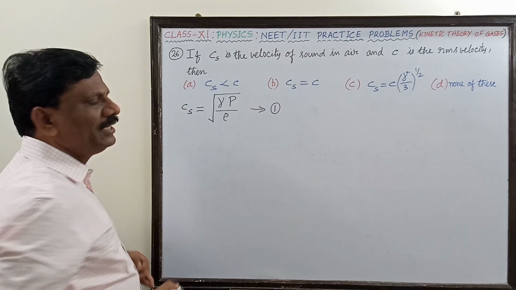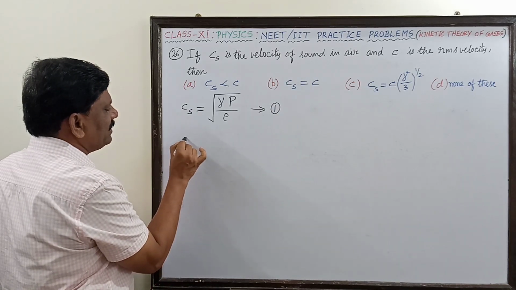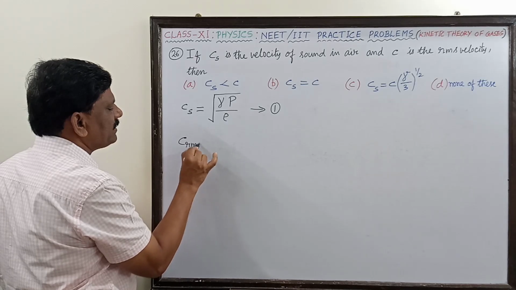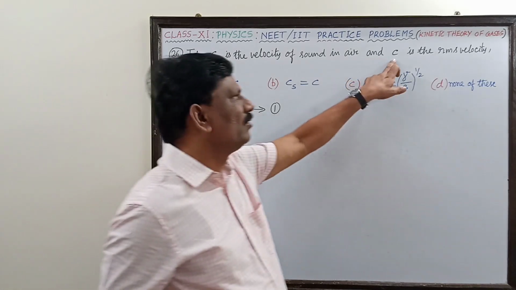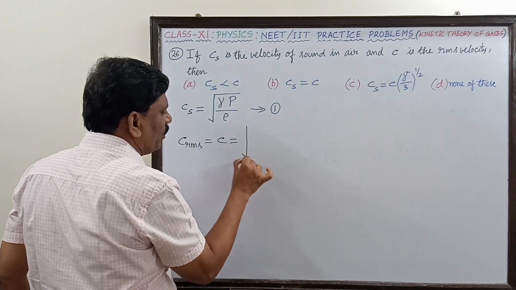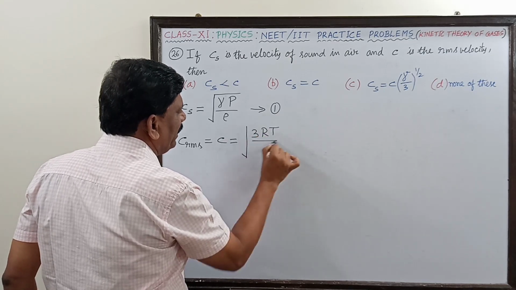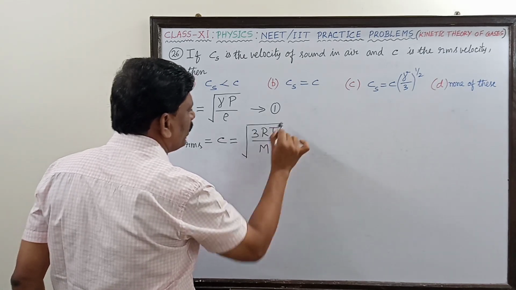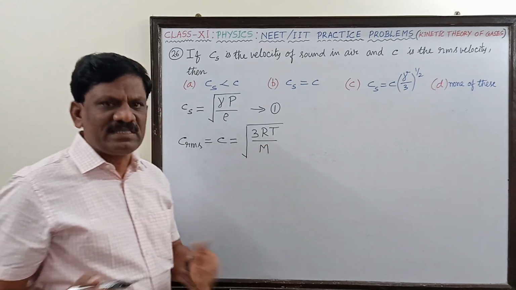Now another equation we have derived in the kinetic theory of gases for RMS velocity. So C RMS, denoted by small c, is equal to square root of 3RT by m. This is one of the equations. Using this, many numericals we have solved.